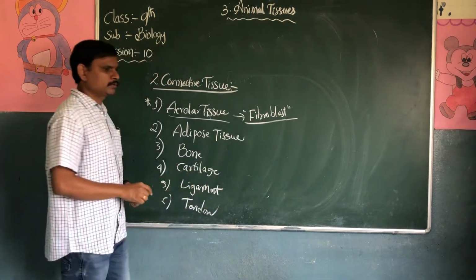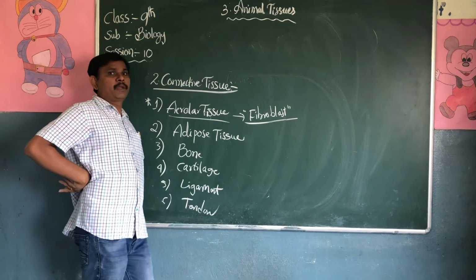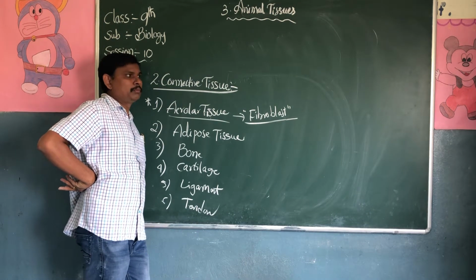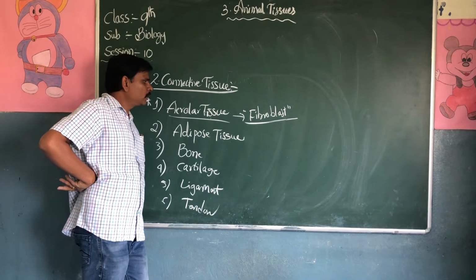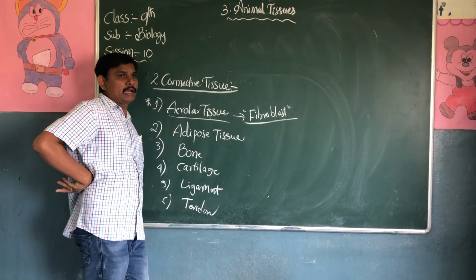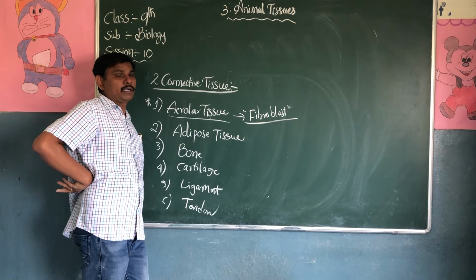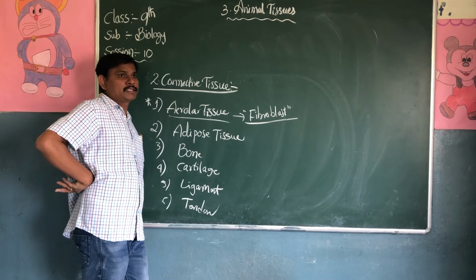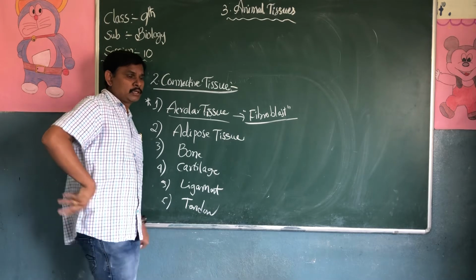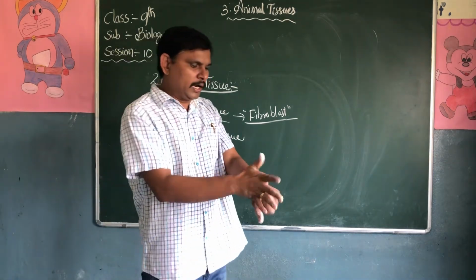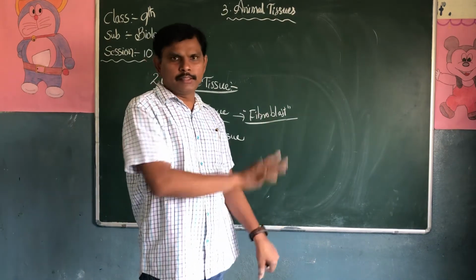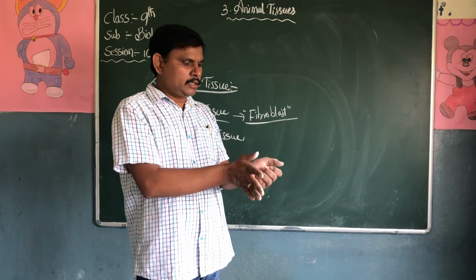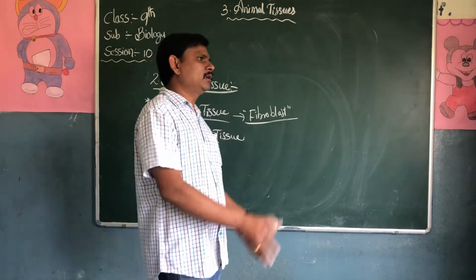In the areolar tissue there is a fibroblast. These tissues help connect one tissue to another tissue. It will attach one tissue to another, because bones are attached to the skin by this areolar tissue.